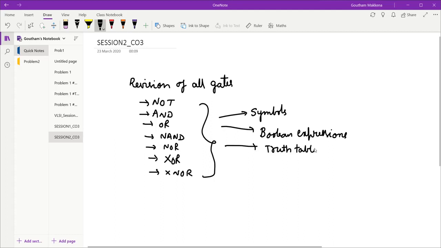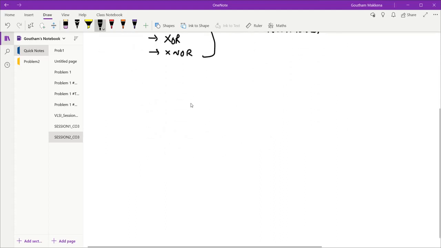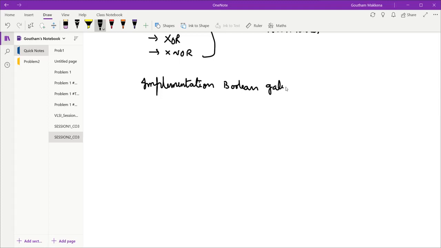Okay, so having had this conversation, now we'll go ahead with the actual thing, that is nothing but the implementation of these Boolean gates using MOS transistors. Okay, right, so that is the objective of this session.